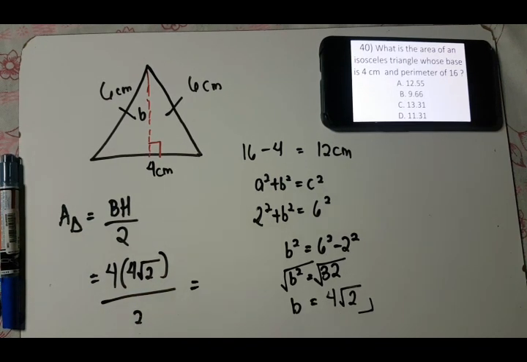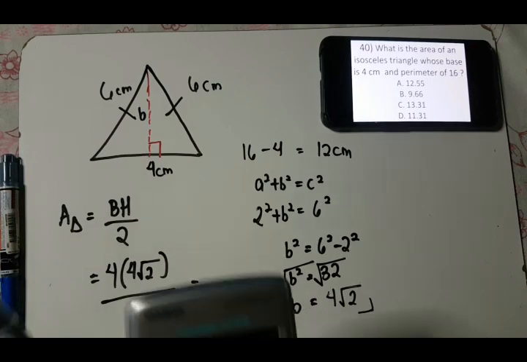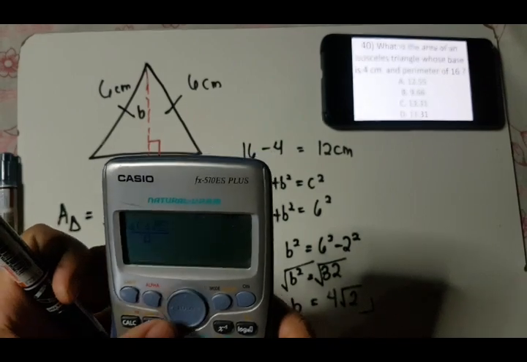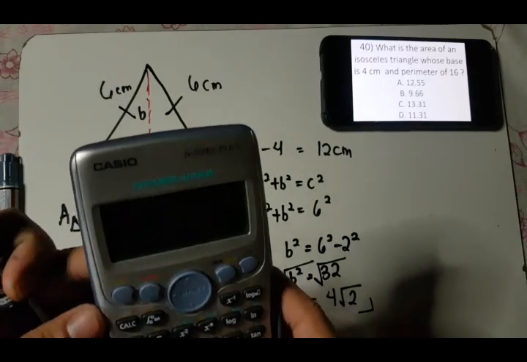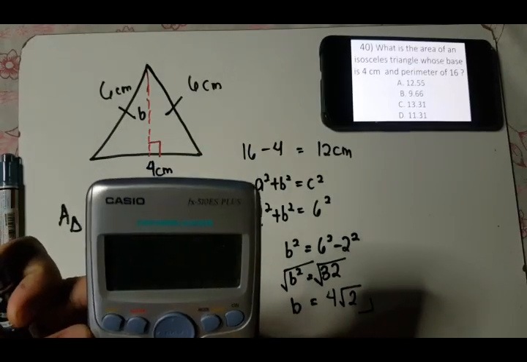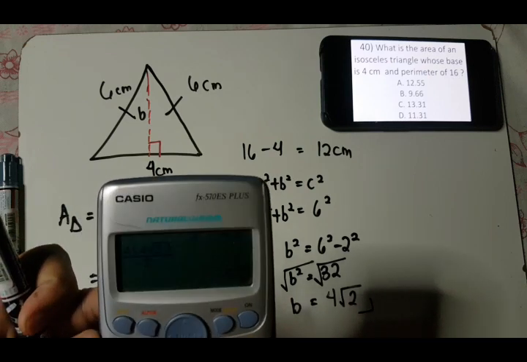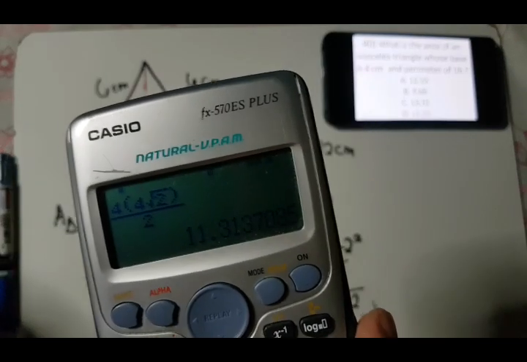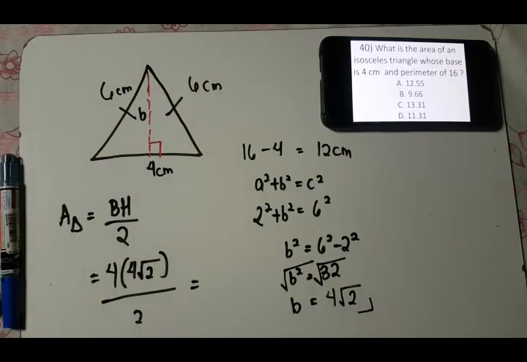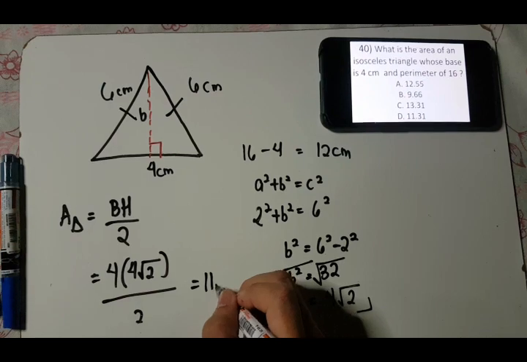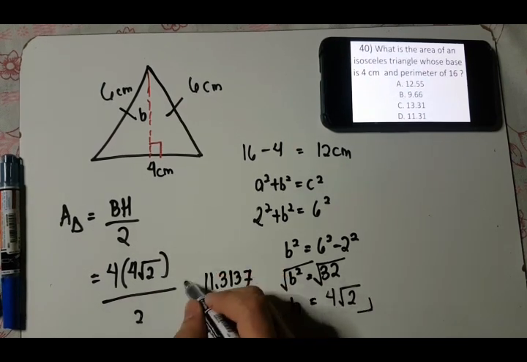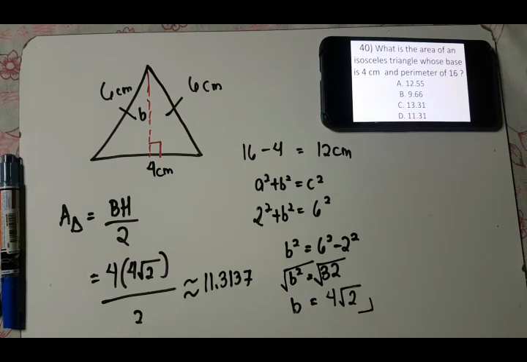So, which is equal to, para hindi na kami hirapan, substitute nyo lang sa calculator nyo. So, 4 times 4 square root of 2 over 2. So, that is 8 square root of 2 or 11.3137. So, ang sagot natin is letter B.